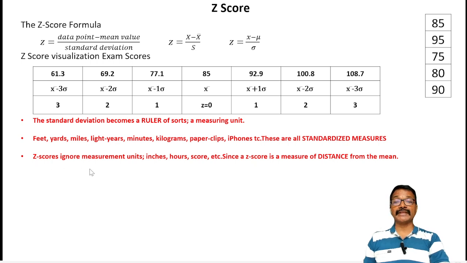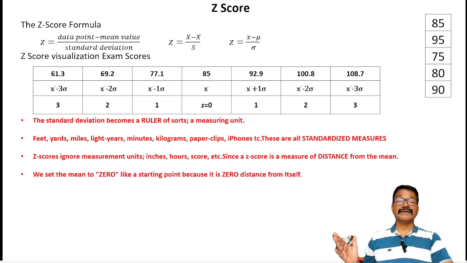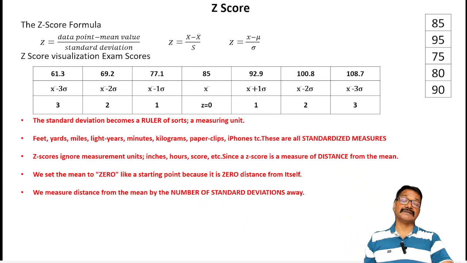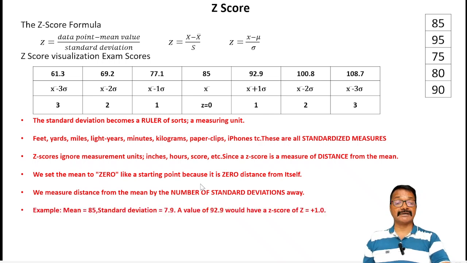The Z score ignores the measurement unit, for example inches, hours, score, etc., and it is calculated by considering the mean as 0 and the standard deviation as 1. So what we are exactly doing is measuring the distance from the mean by the number of standard deviations away. So how many standard deviations away from the mean? The same example we have seen.